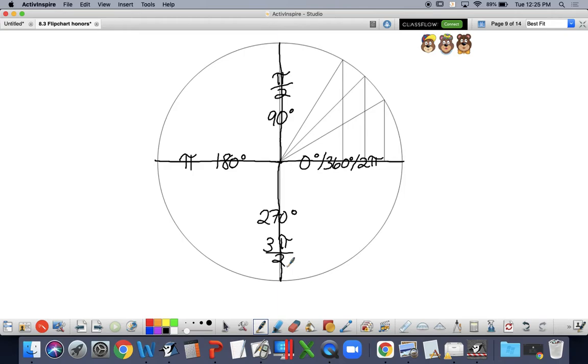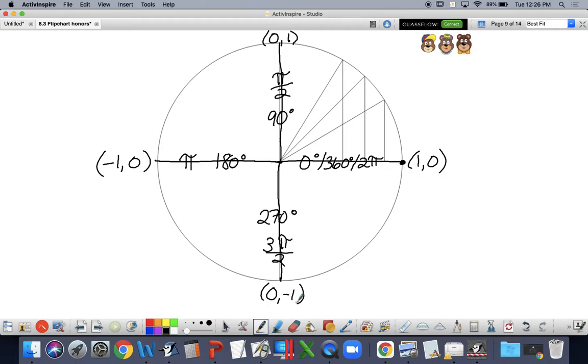So, first thing: what is this coordinate point right here, if I have a radius of length 1? 1, 0. The x part first and then the y part. Up here is 0, 1. Over here we have -1, 0. And then down here, 0, -1. Because we have a radius of 1, we can identify those points.